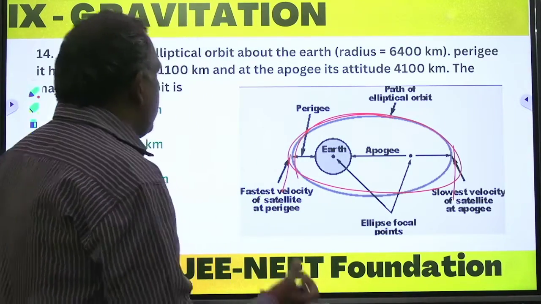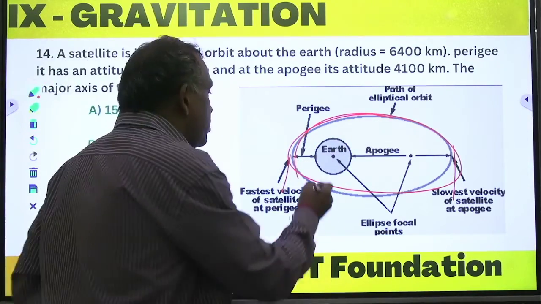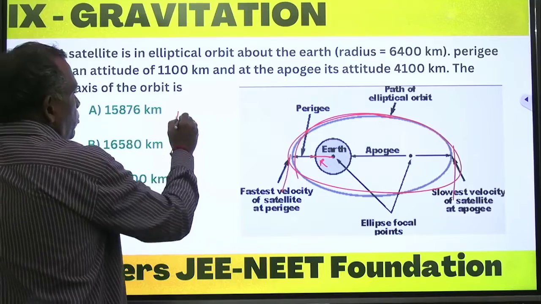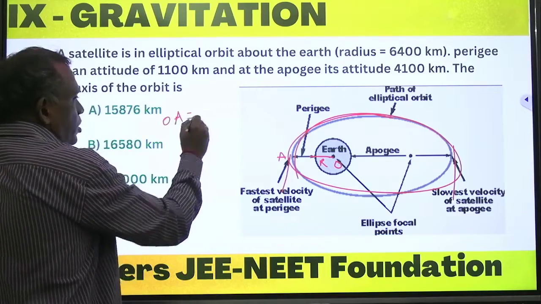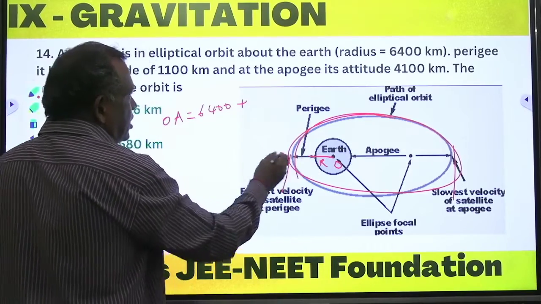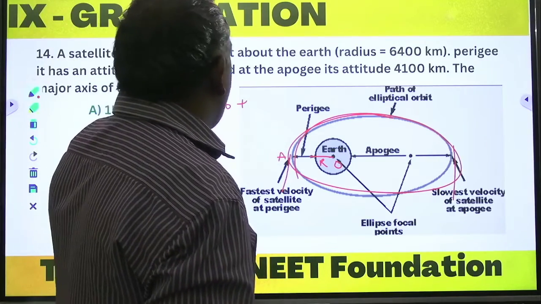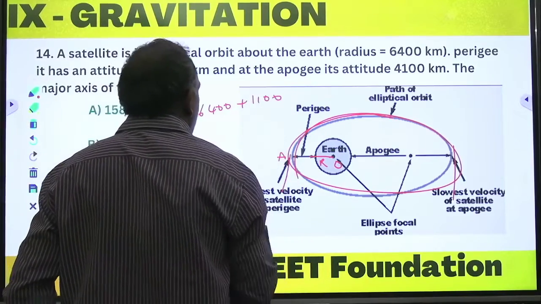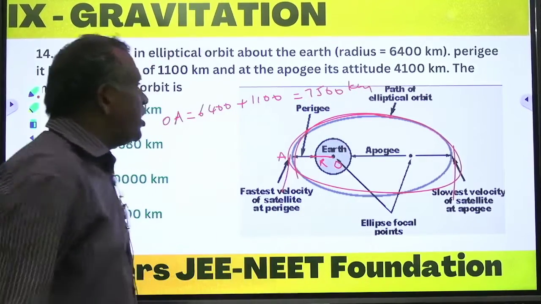So now if you try to find the apogee distance and the perigee distance, you have to find them from the center of the earth. Let us say this point is O and this is A. OA is equal to the radius of the earth, 6400 kilometers, plus the perigee altitude, which is given as 1100. That becomes 7500 kilometers.